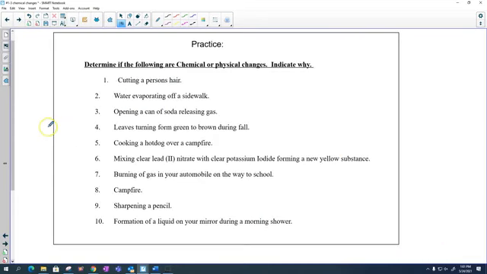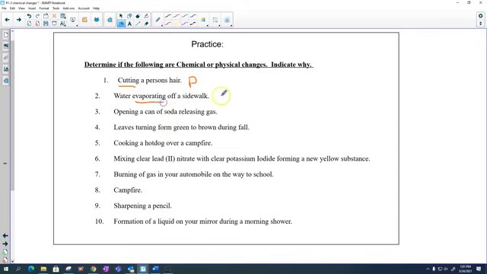Here are 10 examples, and your job here is to pause the video and indicate if it is a chemical or a physical change. Alright, come back with the answers momentarily. Okay, so cutting hair. This could be described differently. Like you could cut your finger off, that's a physical change, then a chemical change comes after that. But they're going to call this a physical change because there's no new substance formed, and it's just a physical manipulation.